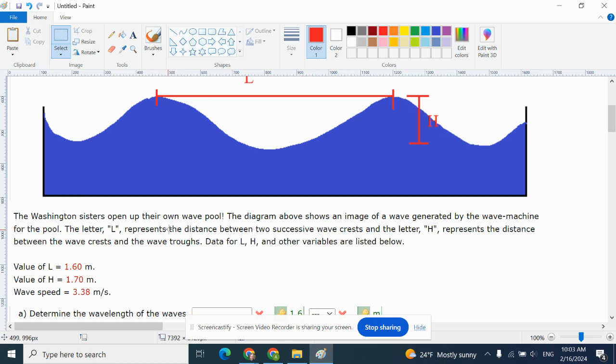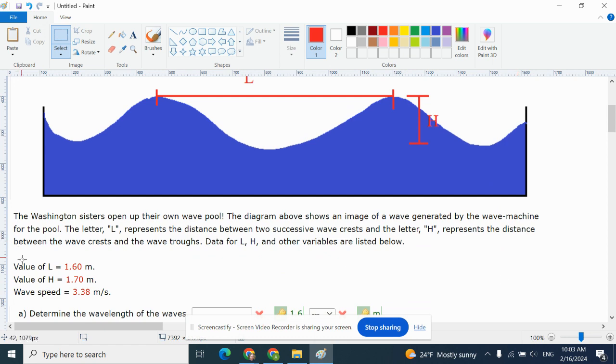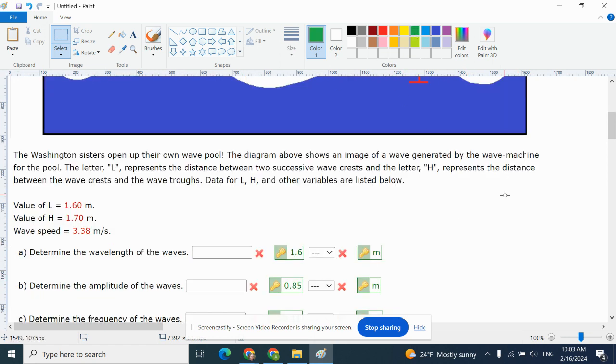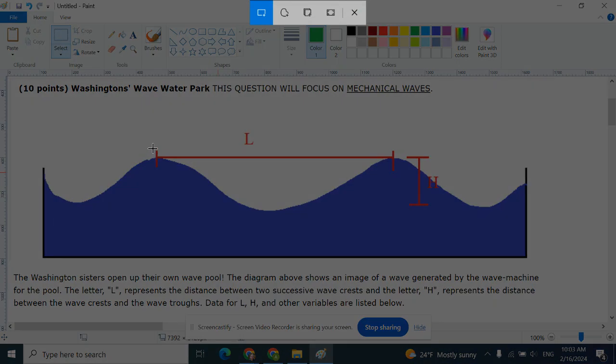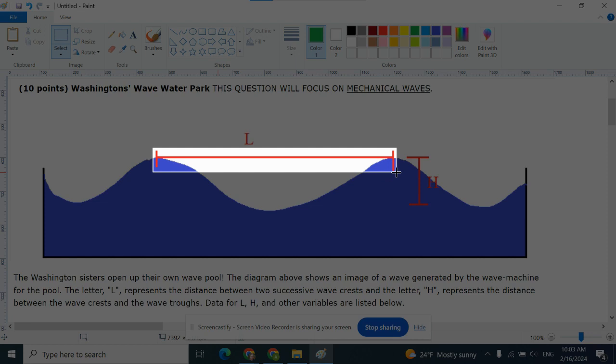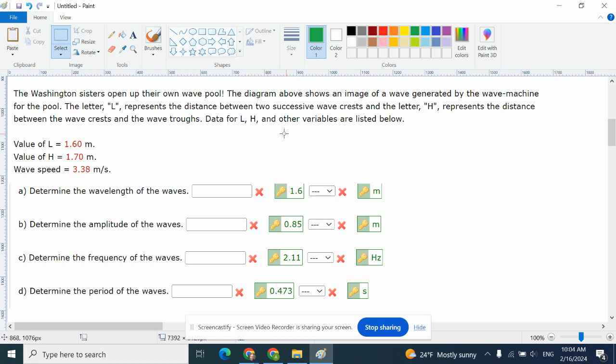It says Washington sisters open up their own wave pool. In the diagram, you see the wave here. L is shown, H is shown, and we're given some values. First question says, what is the wavelength? Wavelength is a measure of crest to crest, which is literally L on this diagram. So, since L is 1.6, your wavelength is 1.6 meters.